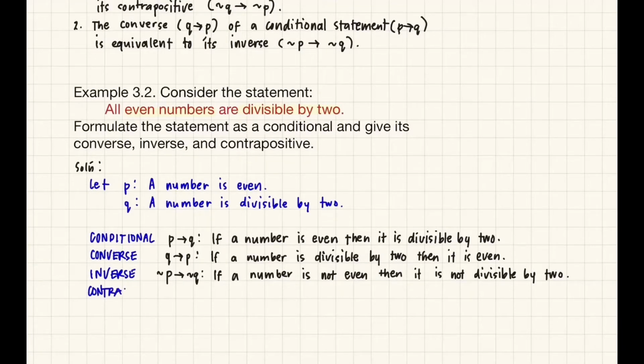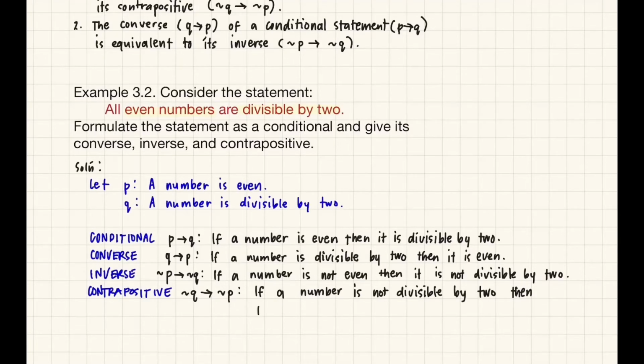Finally, we get the contrapositive, which is equivalent to our conditional statement. So it is if not Q, then not P. If a number is not divisible by 2, then it is not even. Or if a number is not divisible by 2, then it is not an even number. Okay, so that's it.